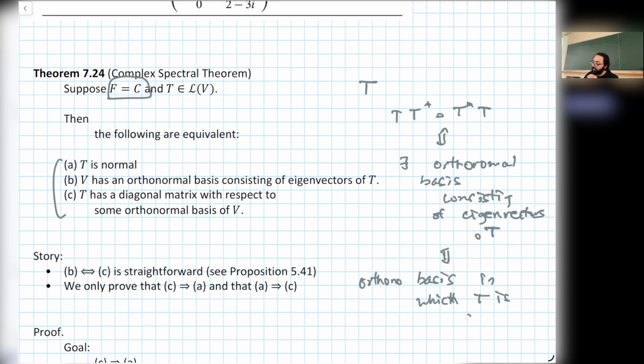Yes, diagonal. Remember in the beginning we were saying that diagonal is one of the simplest forms of things that we can have. Now we've basically come full circle. We're saying that if an operator is normal, then not only can you diagonalize it, you can diagonalize it using orthonormal vectors. One of the really nice things. We'll look at the proof next. Thank you.